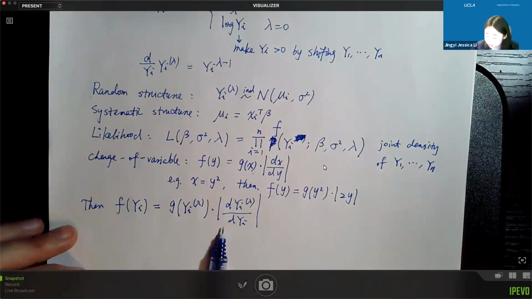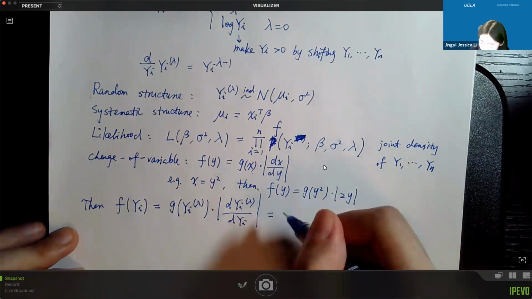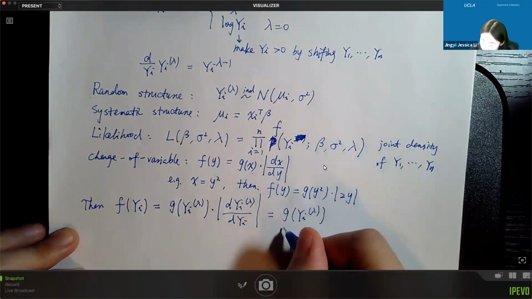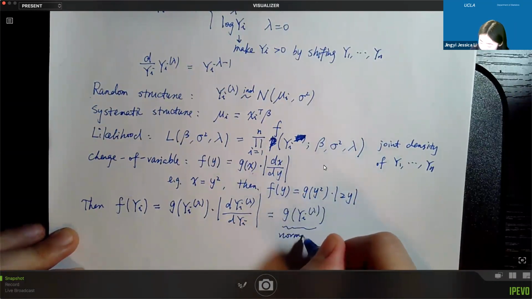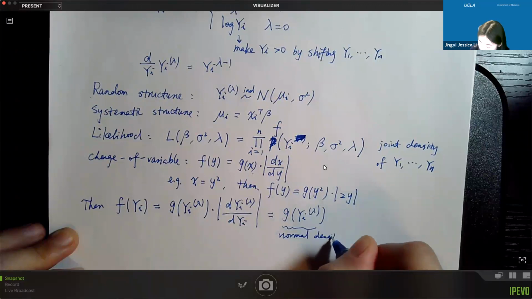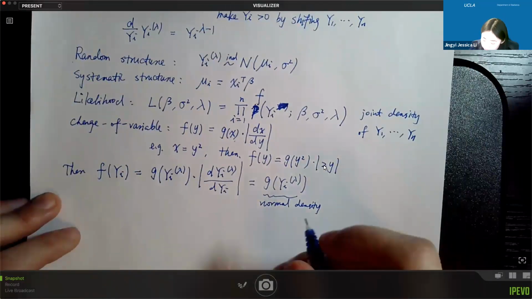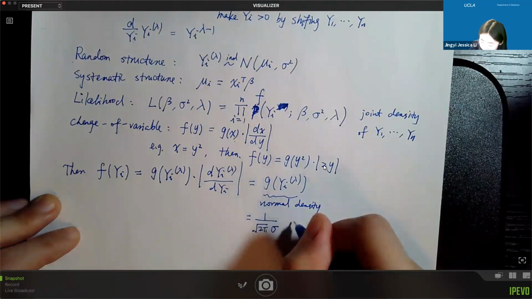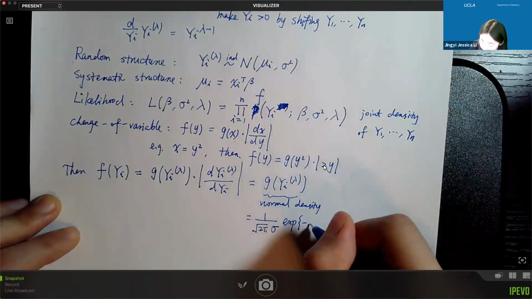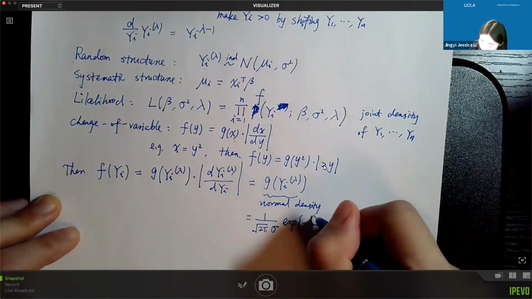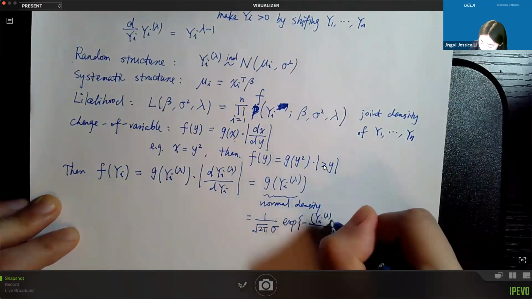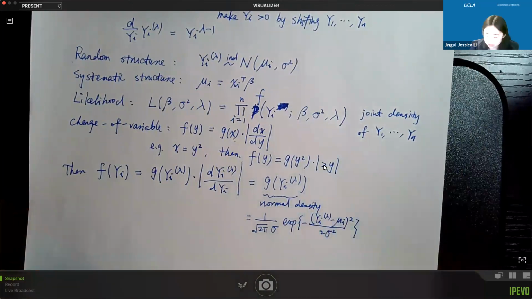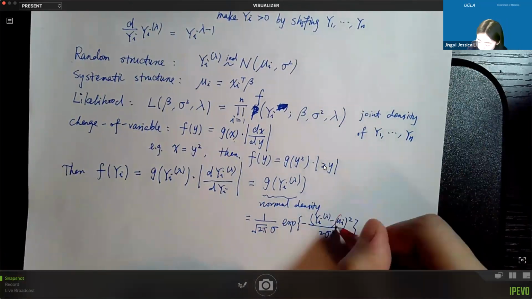And then we're done. So you see that this is the g of yi lambda, which we can write down as a normal density. If you want me to write it down, it's very straightforward: 1 over the square root of 2 pi sigma, exponential of negative 1 over 2 sigma squared, times yi lambda minus mu i. Or mu i can be replaced by xi transpose beta. Then you will have beta here.